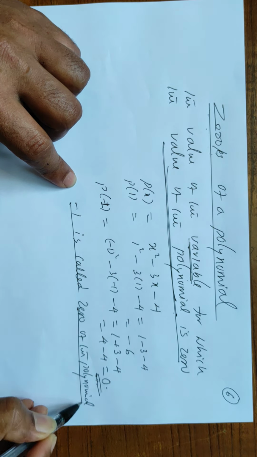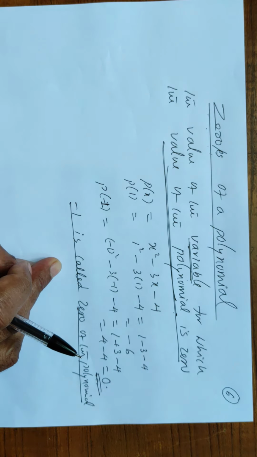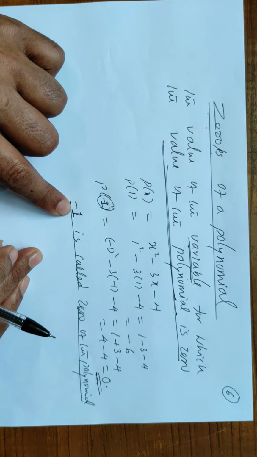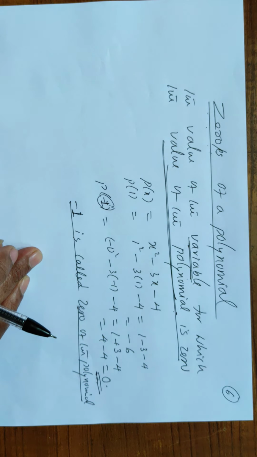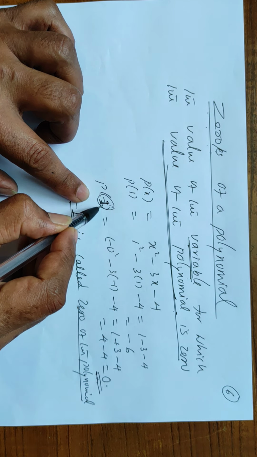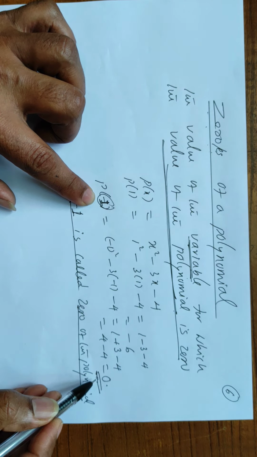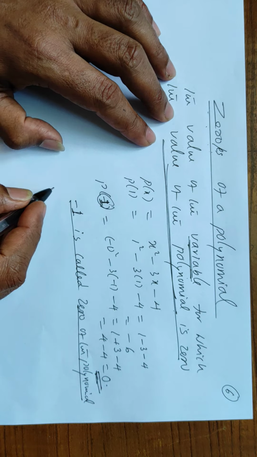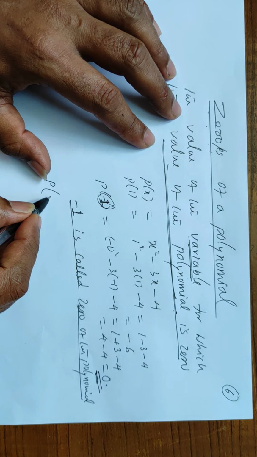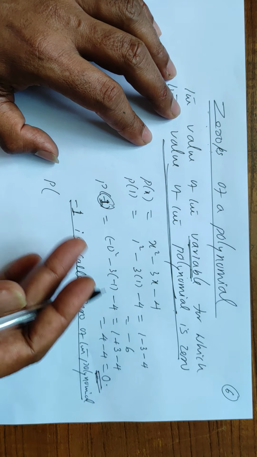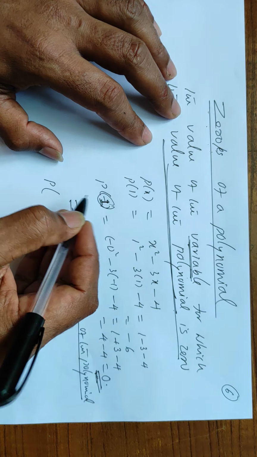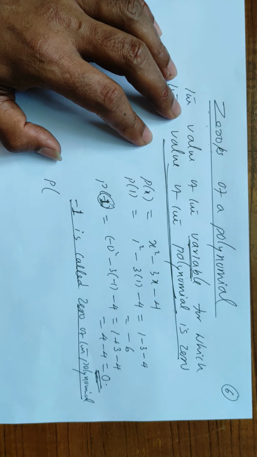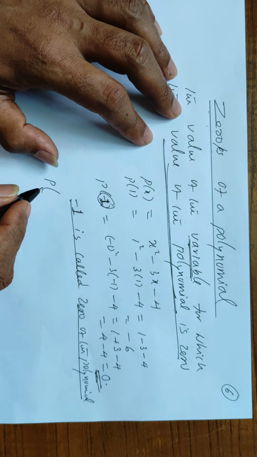Did you understand, children? So what is meant by zero of a polynomial? Value of the variable itself is called zero of the polynomial. But the condition is for that value, the value of the polynomial should become 0. So let me check whether it has one more zero or not. See, you have to do this by trial and error method initially. Later we have methods to find out zeros of a polynomial.